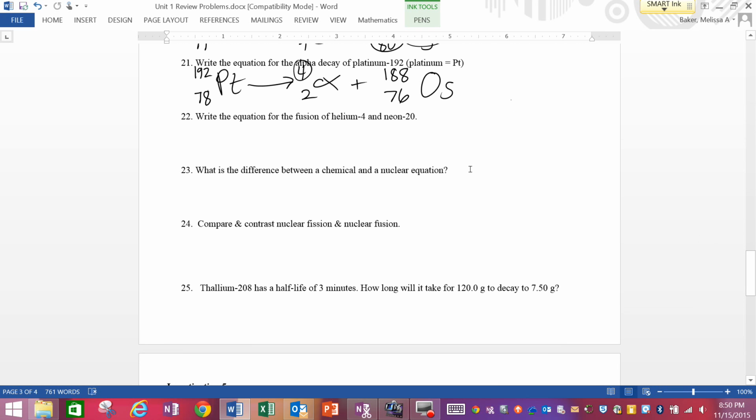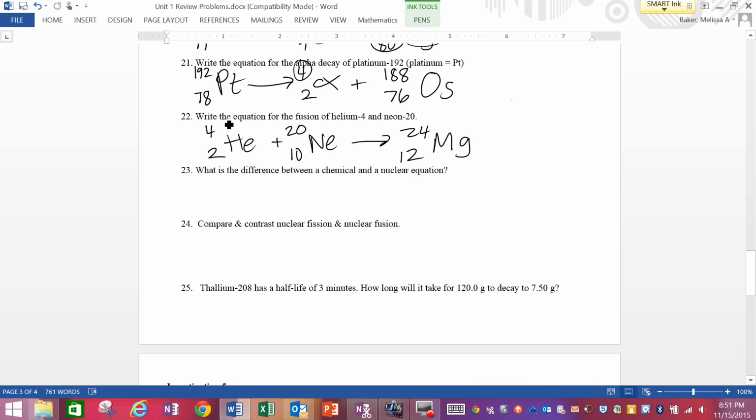How about a fusion? Helium 4, so the 4 goes in the upper left because that's the mass, and helium's number 2, so that goes in the lower left. Neon, this neon has a mass of 20 and it's number 10. If we add those together, 20 plus 4, 2 plus 10, we've now got a magnesium atom.